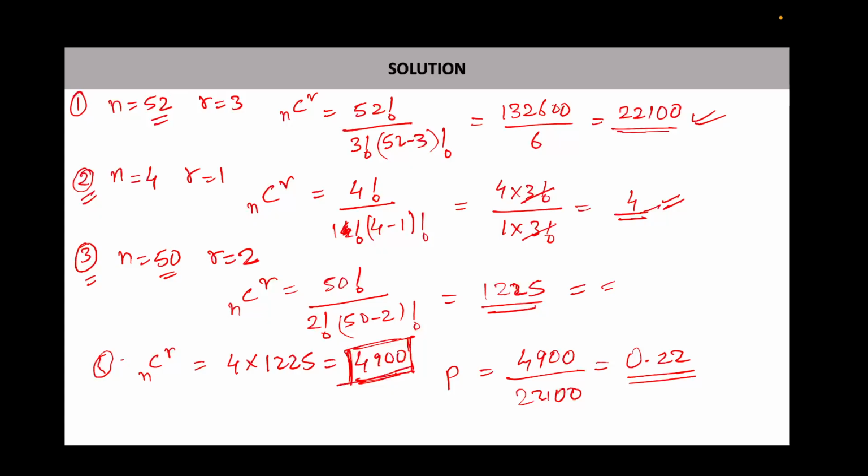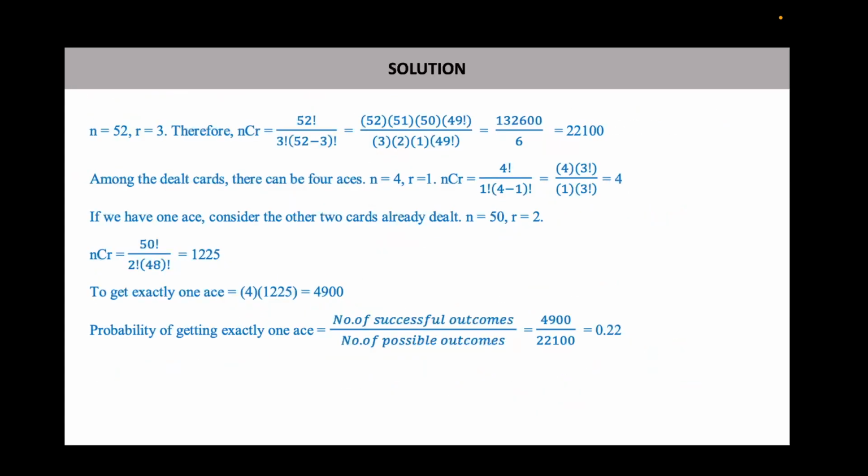So the probability of getting one card as king out of three randomly picked cards from the deck is 0.22. I'm leaving the answer on the screen so you can see it, and then we can move on to the next question.